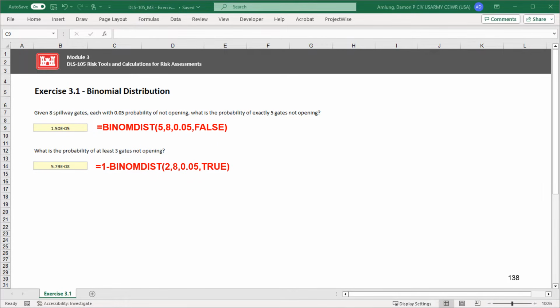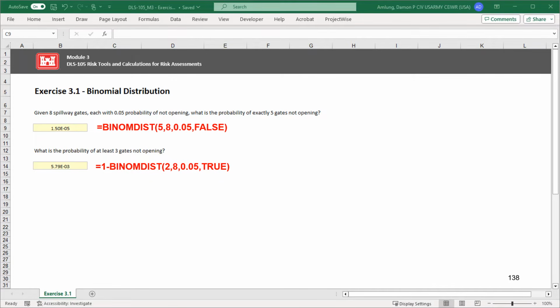Here's the solution. We have 8 spillway gates, so n equals 8. For the first question, we want to know the probability of exactly 5 gates not opening, so k equals 5. P is equal to 0.05, so we can plug it into the equation I provided. K is the first term, n is the second term, P is the third term, and we type in false for the last term since we do not want a cumulative probability. We want the probability of exactly 5 gates not opening. This returns a probability of 1.5 times 10 to the minus 5.